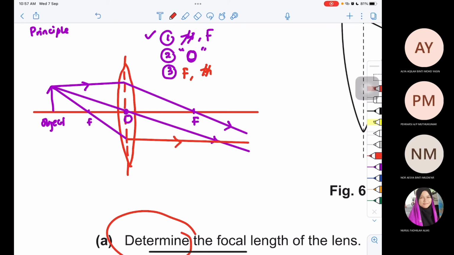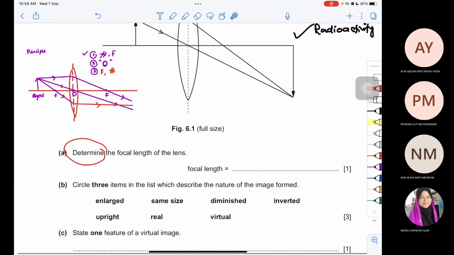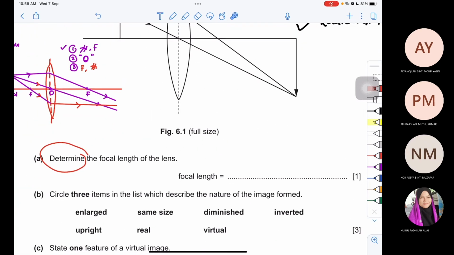So ni ada tiga cara. Kadang-kadang soalan minta yang cara ni, ini dan ini. Kadang-kadang dia tak bagi yang ni, dia bagi from here to here. Okay? Now, back to this question, determine the focal length.